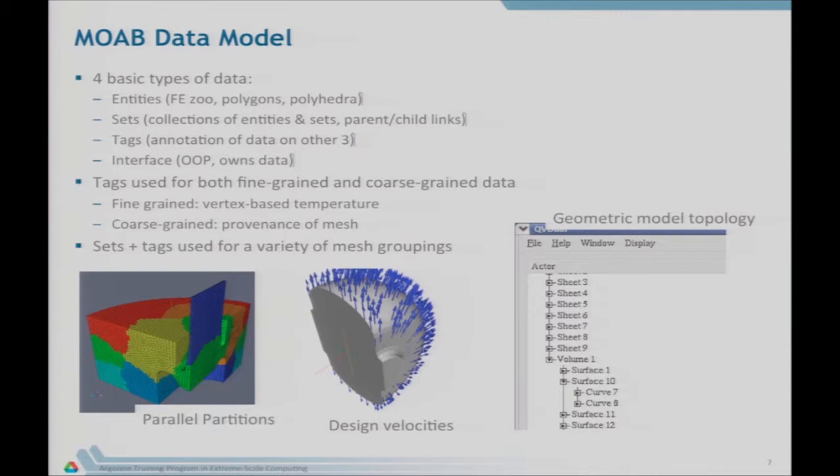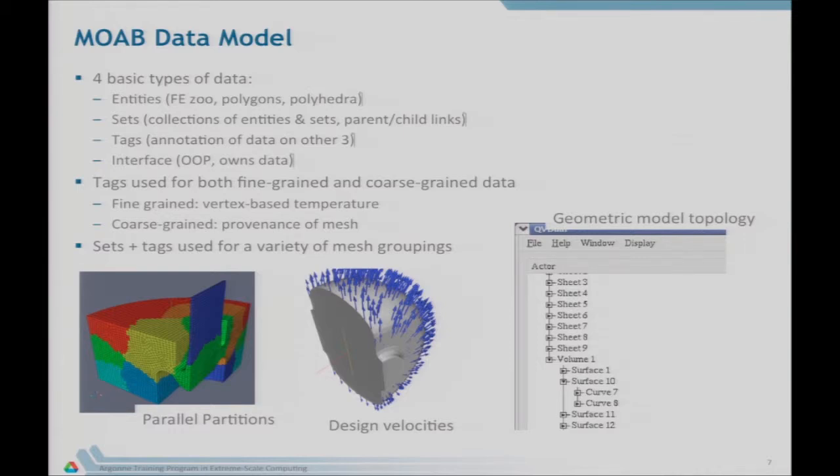So an example of fine-grained data would be a variable that you put on vertices, so a vertex-based temperature, for instance. An example of coarse-grained data would be something like the provenance of a mesh. So you have an entity set, and a tag on the entity set tells which file it was read from or when it was generated or something like that.